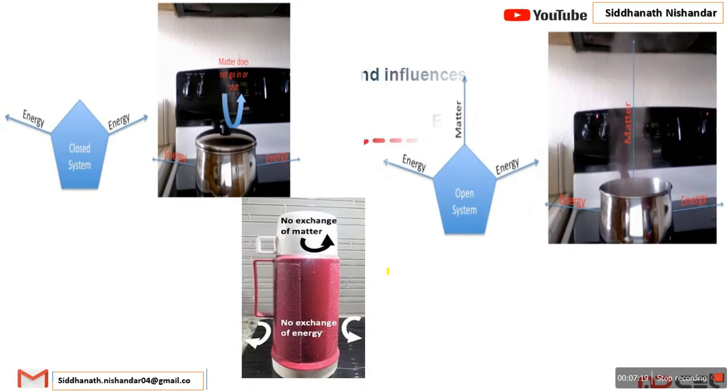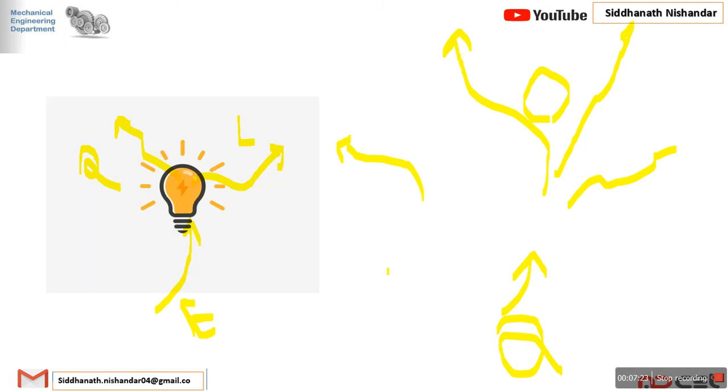Why is it called a control mass? If you take the example of an electric bulb, what amount of inert gas or filament there is, according to that such amount of light is released. So what amount of matter the system works on, depends on what amount of matter is in the chamber.